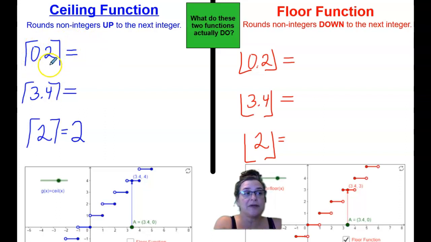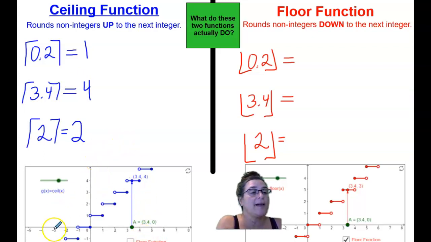It doesn't have to be like 0.5 or higher to round up. It's going to round anything up that isn't already an integer. So 0.2 rounds up to 1, because 1 is the next highest integer. Okay, 3.4 also is going to round up to its next highest integer, which in this case is 4.